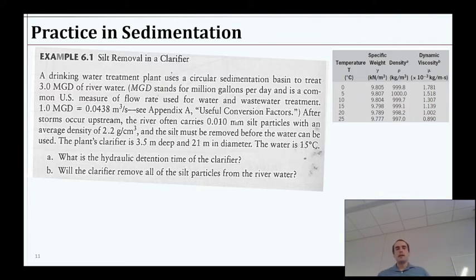It says, silt removal in a clarifier. A drinking water treatment plant uses a circular sedimentation basin. Always a good idea to go ahead and draw your system. So we've got a circular sedimentation system. That would imply that it's going to be like a cylinder.